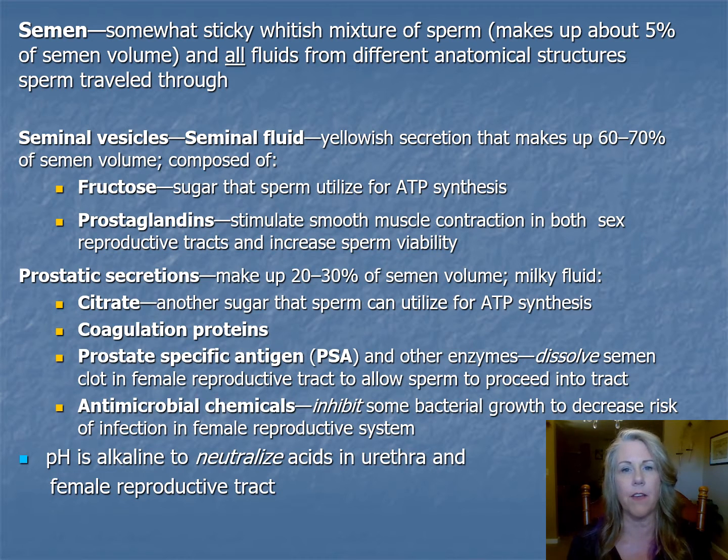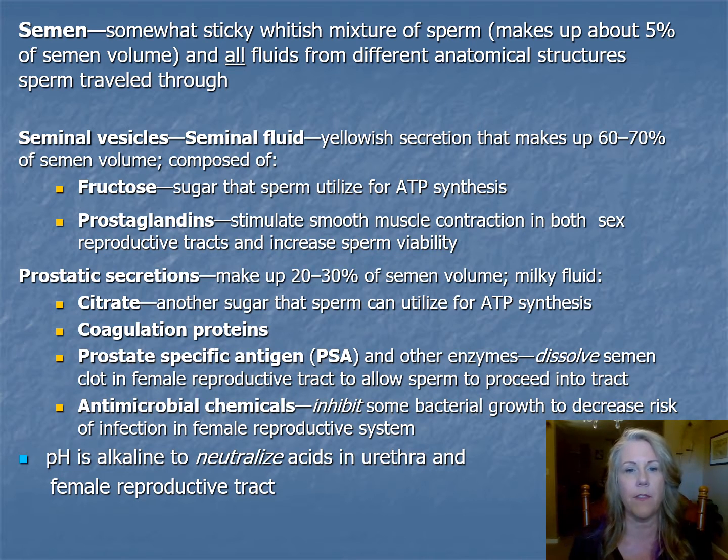They need a lot of ATP to move around, and so they're going to get that from some of that fructose. What else does it contribute? Prostaglandins. Prostaglandins stimulate smooth muscle contractions in both sex reproductive tracts and increase the sperm viability.